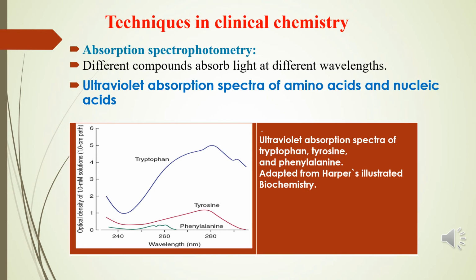Different compounds also absorb light at different wavelengths, and this absorbance is proportional to the concentration of the colored compound or the end product during measurements.